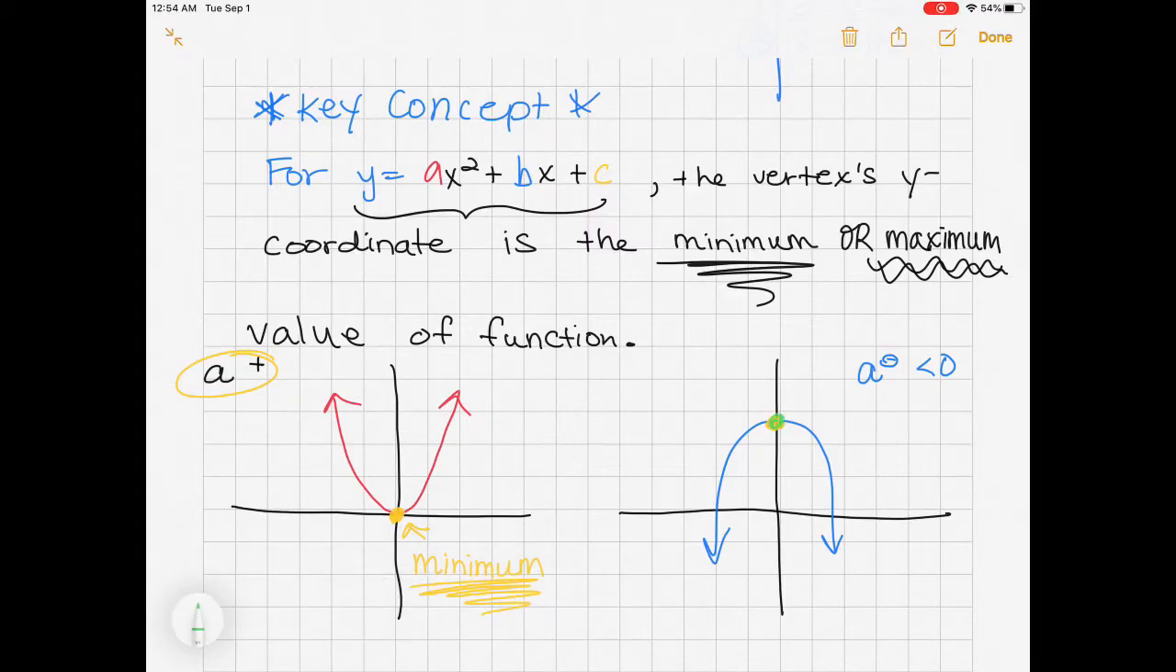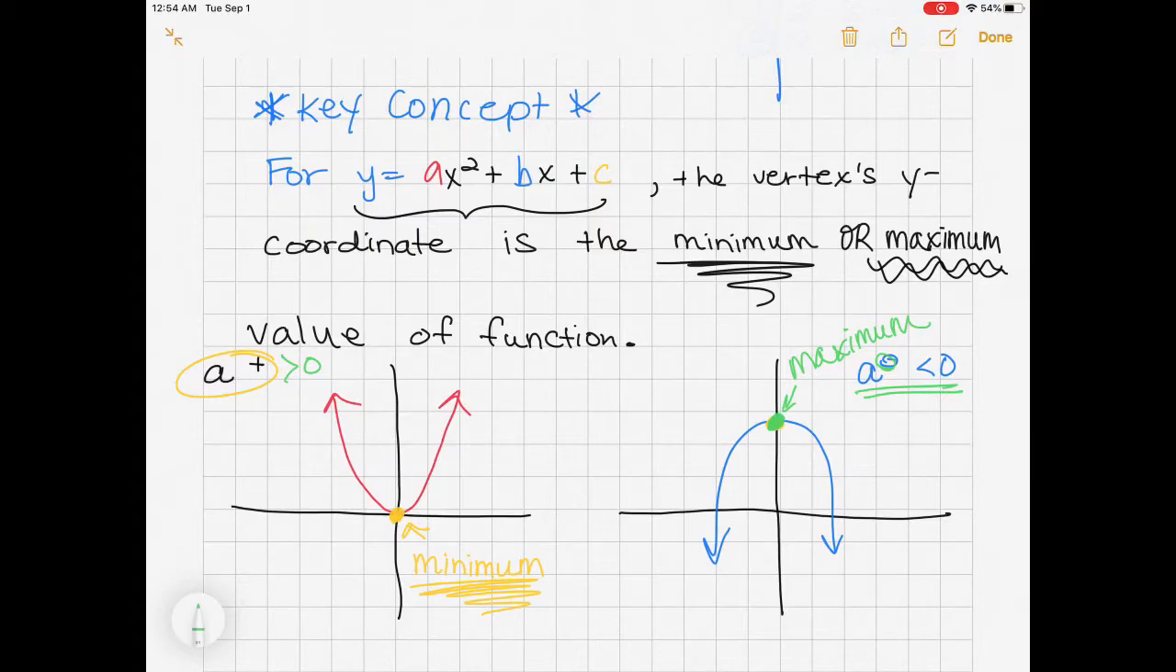And when we're looking over here, we see this vertex. It's the highest point of the parabola. We call that a maximum value. So when A is negative or less than 0, the vertex has a maximum value. So when A is positive or greater than 0, it's a minimum. When A is negative or less than 0, it's a maximum.